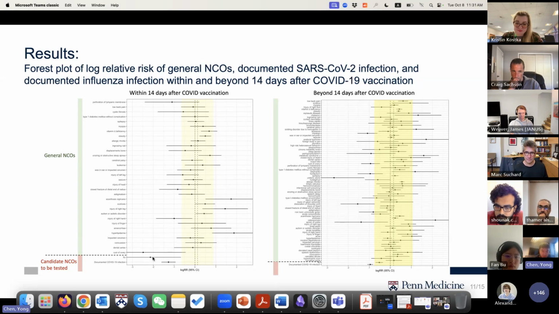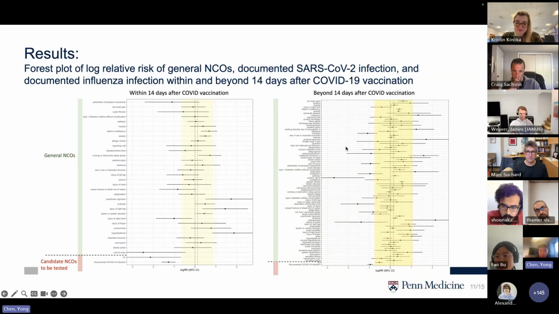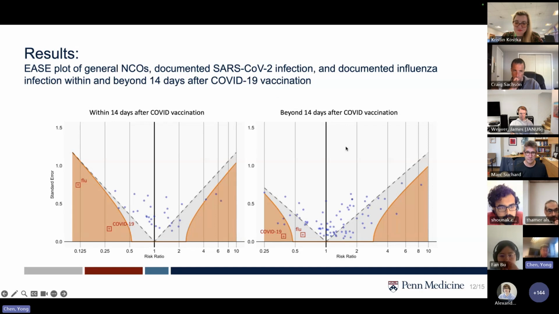So if you look at influenza as another outcome, influenza seems to be also very different from the others. But biologically the COVID vaccine should not have direct protection for influenza within 14 days or beyond 14 days, right? But when we look beyond 14 days, influenza seems to be more exchangeable with the rest of the NCOs. So this is our finding. Also in this funnel plot, we can see flu and the COVID infection within 14 days seem to be very different from the others.